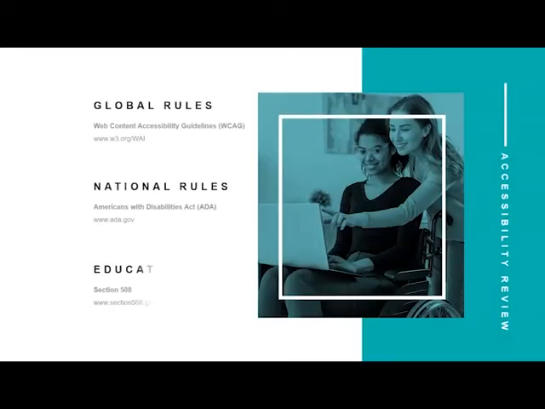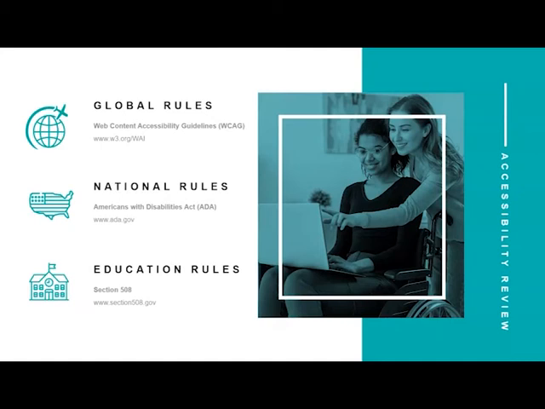So just to recap, the Web Content Accessibility Guidelines, or WCAG, falls under global rules to make online content accessible to disabled users. The Americans with Disabilities Act, or ADA, falls under National Accessibility Guidelines, and Section 508 Accessibility Guidelines applies to all institutions that receive government funding, which includes schools. So, what are these accessibility guidelines and best practices?